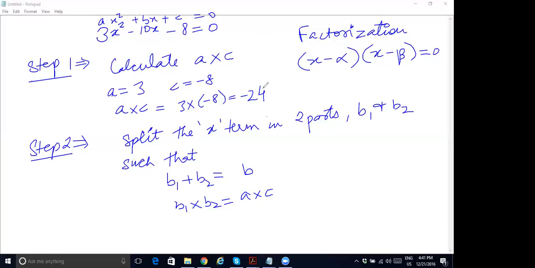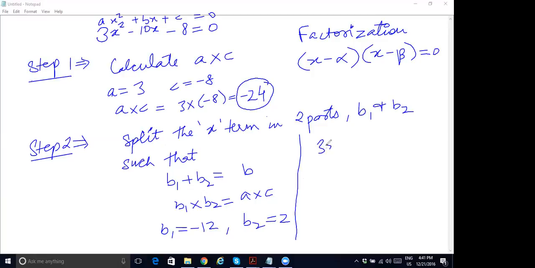6 fours are 24, but we have to get negative 24. If we do negative 6 and negative 4, we will get a positive value. 12 and 2, perfect. In this case, minus 12 plus 2. So b1 plus b2 will give negative 10 and b1 times b2 will give you negative 24.